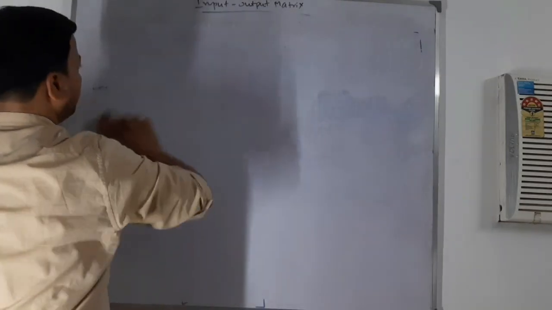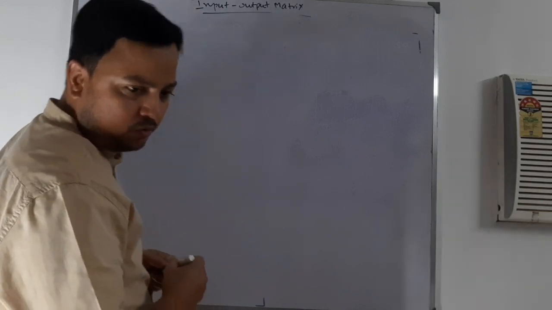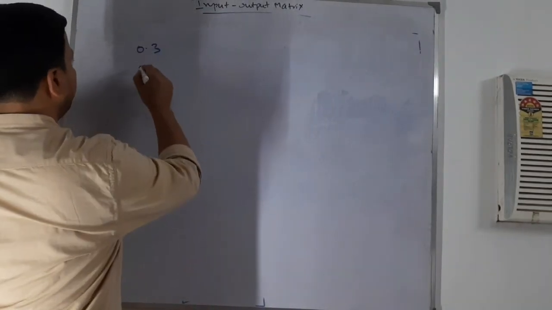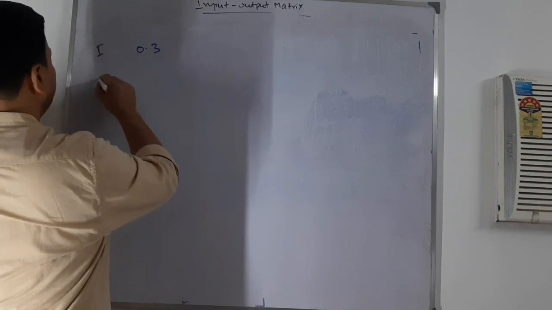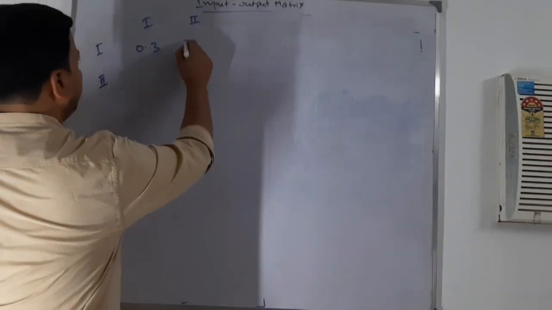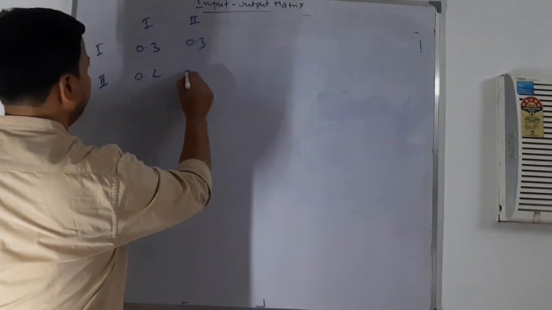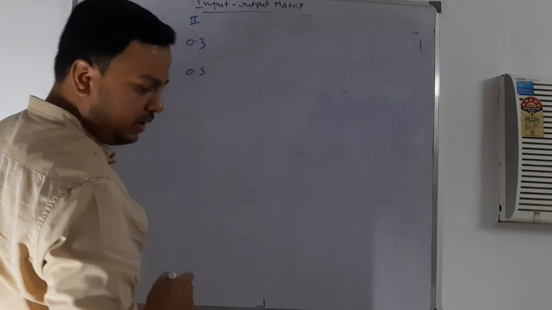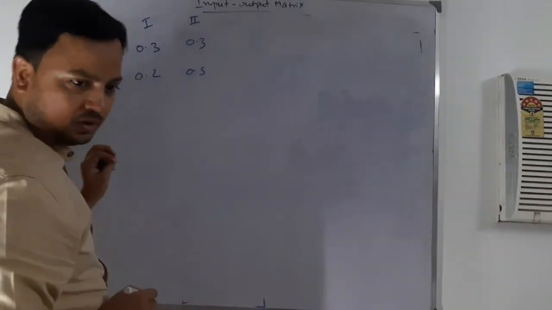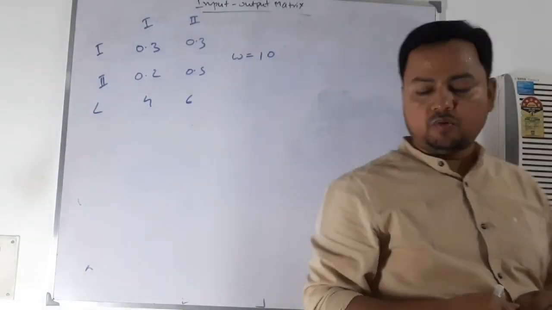So next I am doing a question of Calcutta University. Technology matrix is given: 0.3, 0.2, 0.5, with industry 1, 2, 1, 2. And the labor requirement is given as 4, 6. And wage is given exogenously to be 10. Now you have to derive equilibrium price. This is the question that you have.